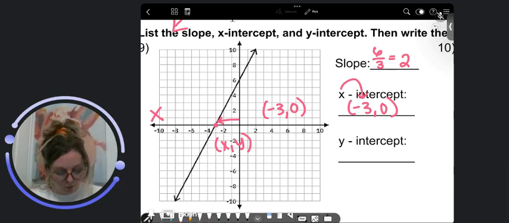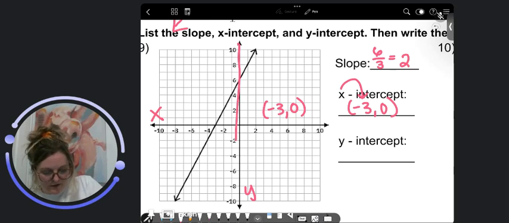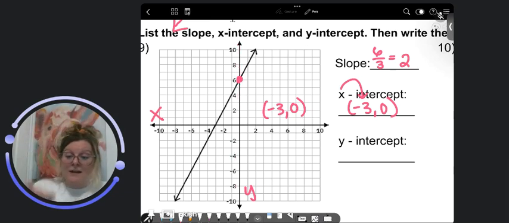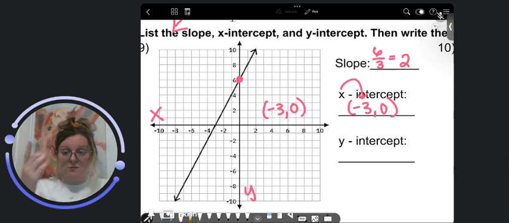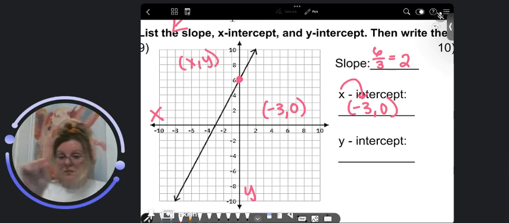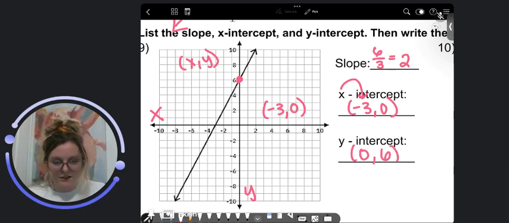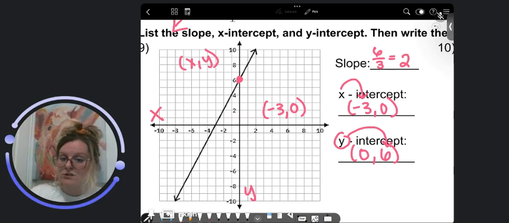So for our y-intercept, we're going to look to see where it crosses the y-axis. Well, looking up and down this line, our graph crosses it here. The height of that point is 6, but we want to write it as a point. Remember, x comma y. X means we are not moving to the left or right any, so we write a 0, then we write our 6. Again, the variable will tell you where the number needs to go.